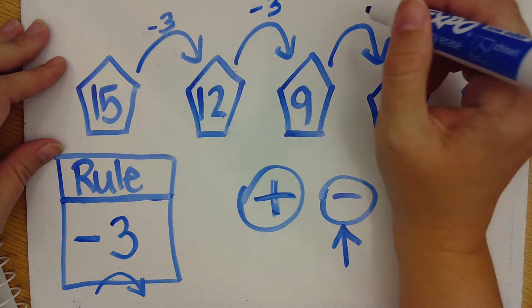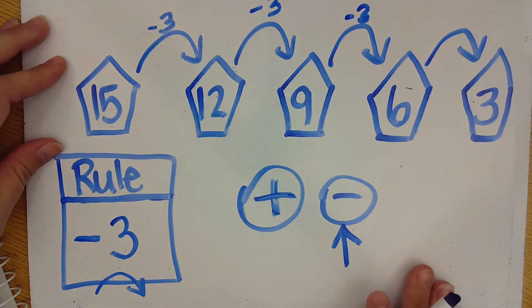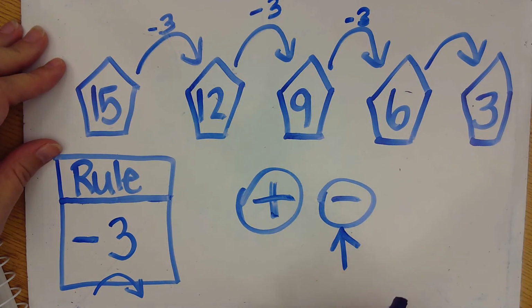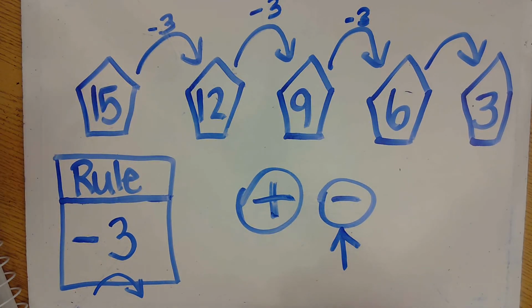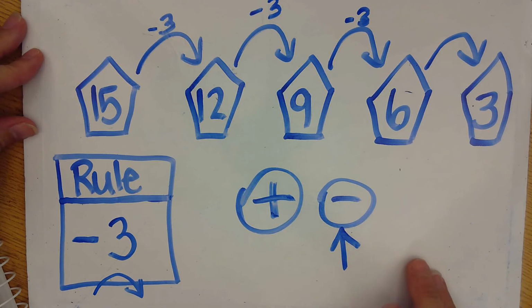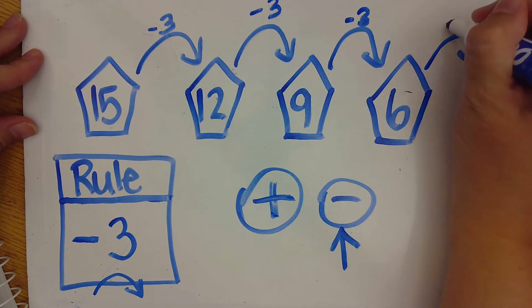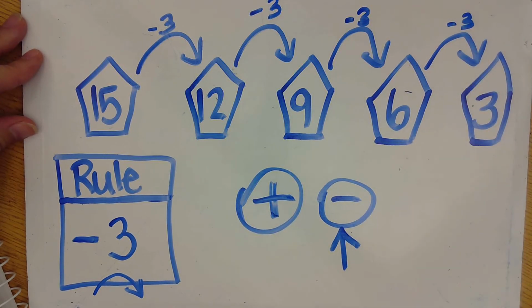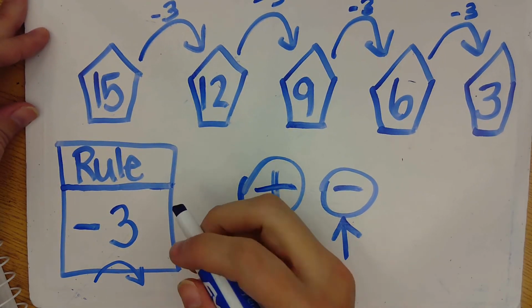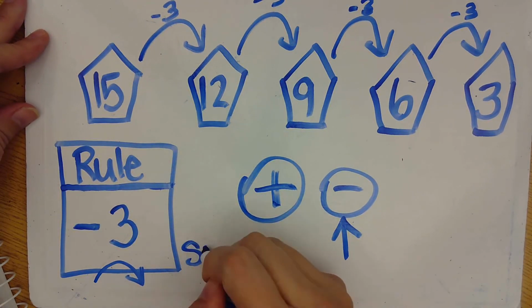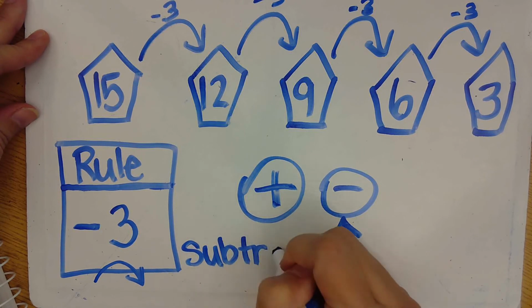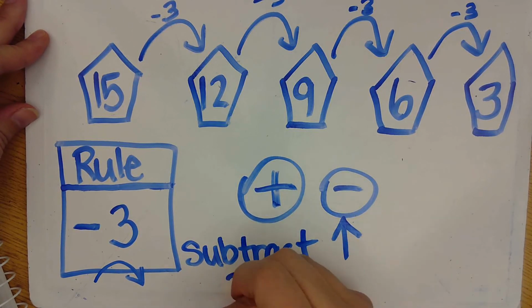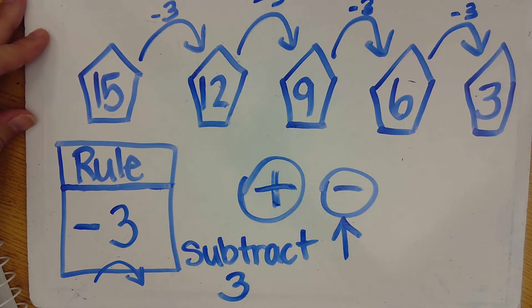What about this one? Is 9 take away 3 6? 9, 8, 7, 6. Yep, sure is. Is 6 take away 3 3? Yep. So my rule for the rule box is minus 3. I could also write the word subtract 3 in the box as well.